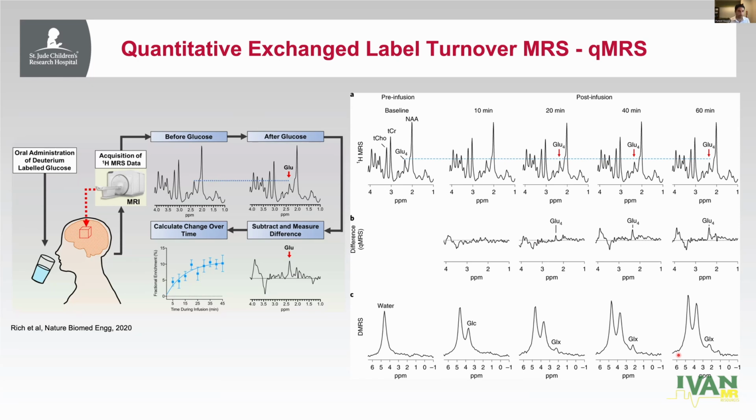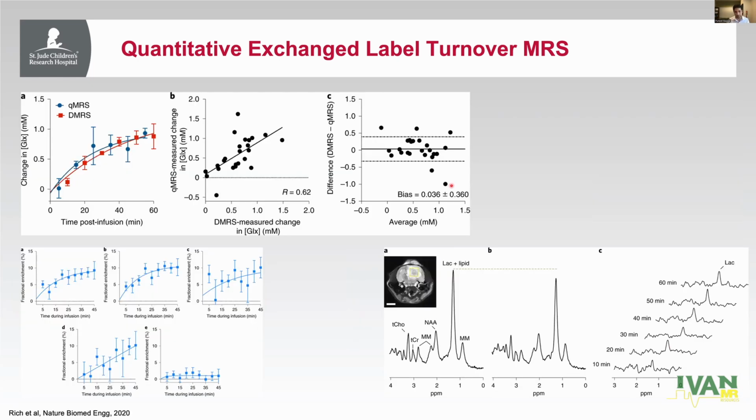It showed a nice correlation between deuterium MR spectroscopy, nice Bland-Altman agreement, and then the advantage we thought this offered over the DMRS is that, since we have much higher spectral resolution, we can actually look at different metabolites. So here's a curve for GLX, glutamate, glutamine, GABA, and then NAA, which is not getting labeled, so to speak.